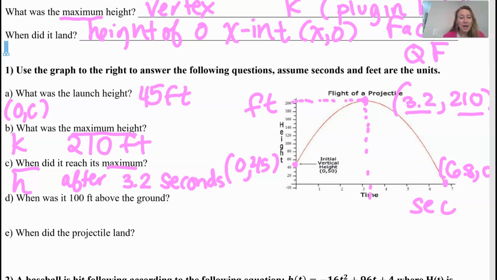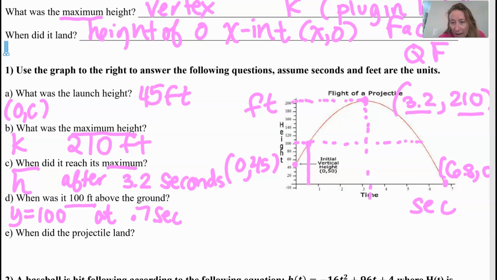All right, when was it 100 feet above the ground? Oh, that's a great question. So 100 feet is a y value. So I'm looking for y equals 100. So I'm going to go to 100 and I'm just going to go across. I see that it crosses here and I go down to the x value that matches with that. And I would say at 0.7 seconds. And I can see that it will also be 100 feet above the ground again over here at almost exactly 6 seconds. We'll call it 5.9.